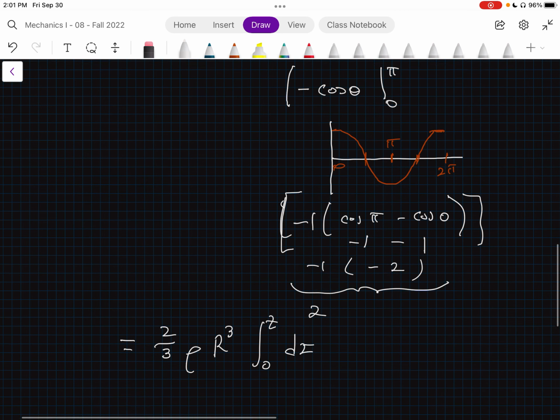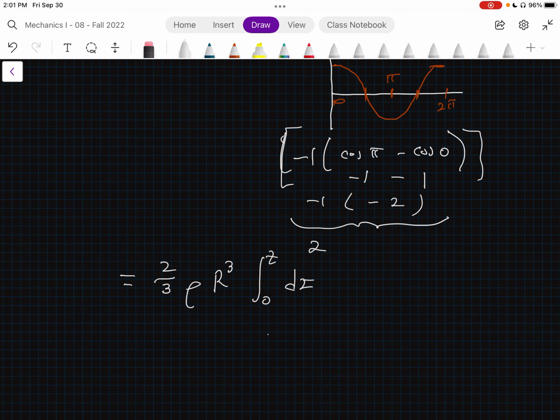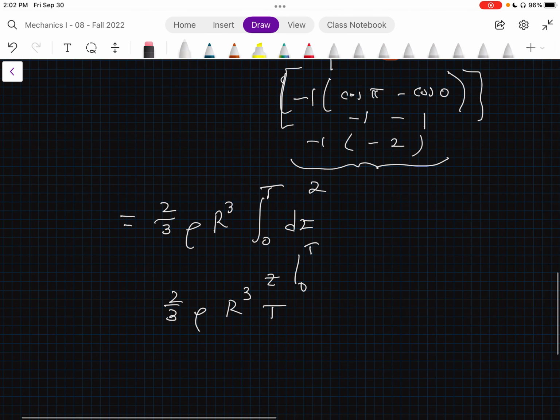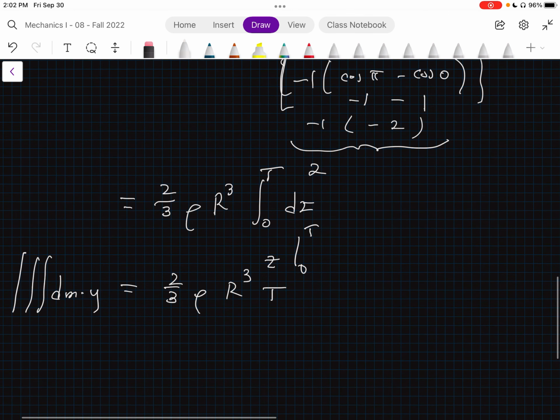That part is fairly straightforward. The integral of dz is just z, evaluated between, sorry, that should be t, not z. Remember, t is the thickness in the z direction. So 0 to t is going to be t minus 0, so I just get a t up there. So that is the integral of dm times y.